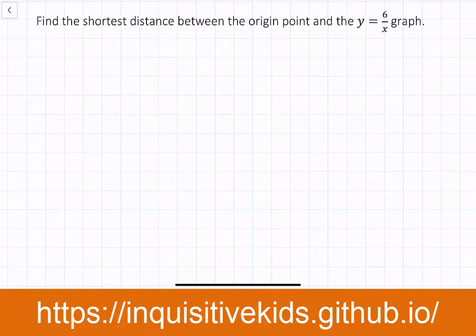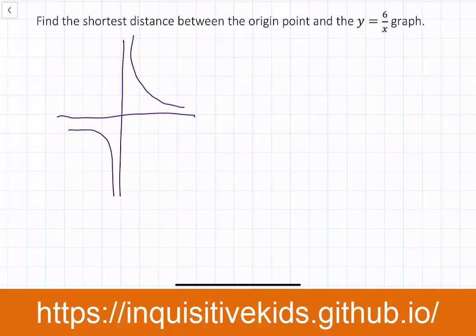Find the shortest distance between the origin point and the y equals 6 over x graph. Before we do anything, you have to draw this out. Here's our coordinate plane, and here is our graph. What this is asking is we have our origin point, and we have our y equals 6 over x graph. And we're going to try to find a point on here whose distance to the origin point is the shortest. And we're going to try to find that distance. Let's call it lowercase d.